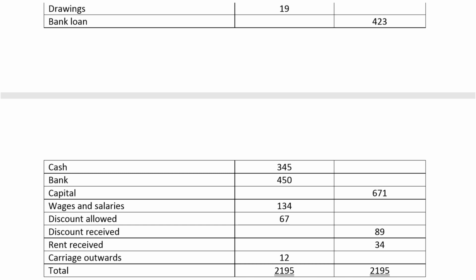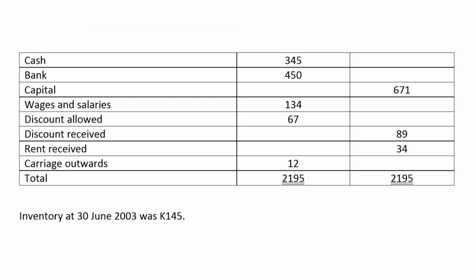Then we have discount allowed amounting to 67. We have discount received amounting to 89. We have rent received amounting to 34. We have carriage outwards amounting to 17. Then the inventory at 30th June 2003 was 145. So we are supposed to prepare the trading account for Alex.